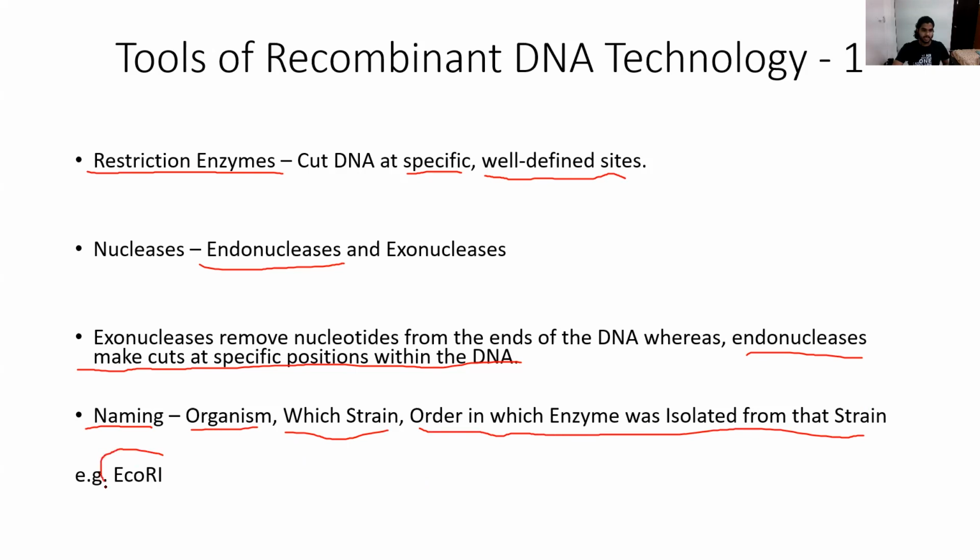For example, we just discussed EcoR1. Eco stands for E. coli. So you must know that this enzyme came from E. coli. That's the first bit of information. Next, which strain of E. coli did it come from? R indicates that EcoR1 came from the R strain of E. coli, and 1 indicates that it's the first restriction enzyme to be isolated from the R strain of E. coli.